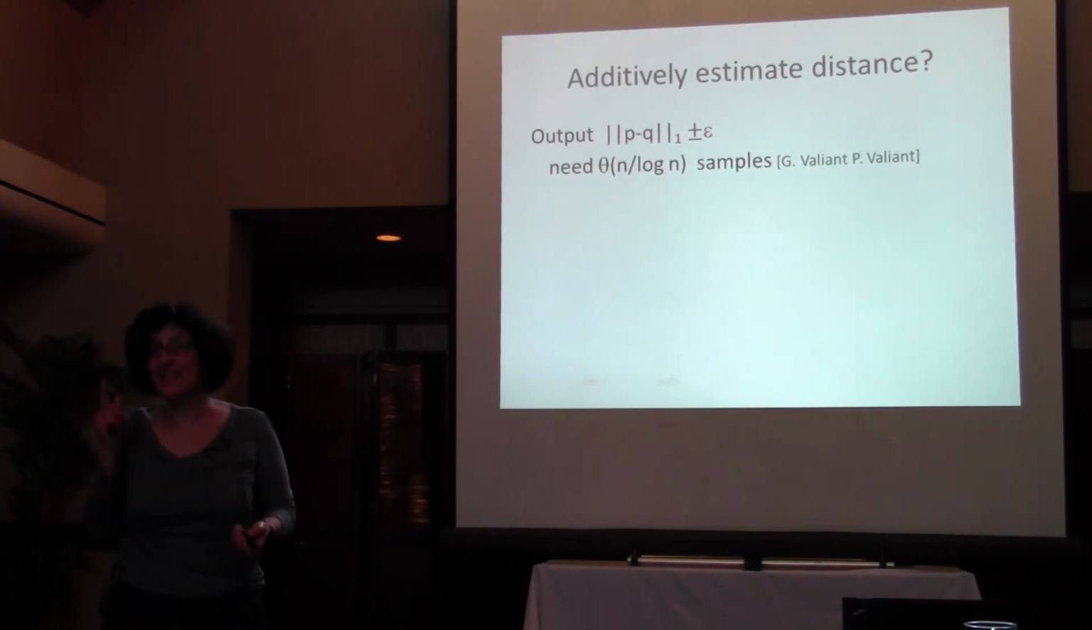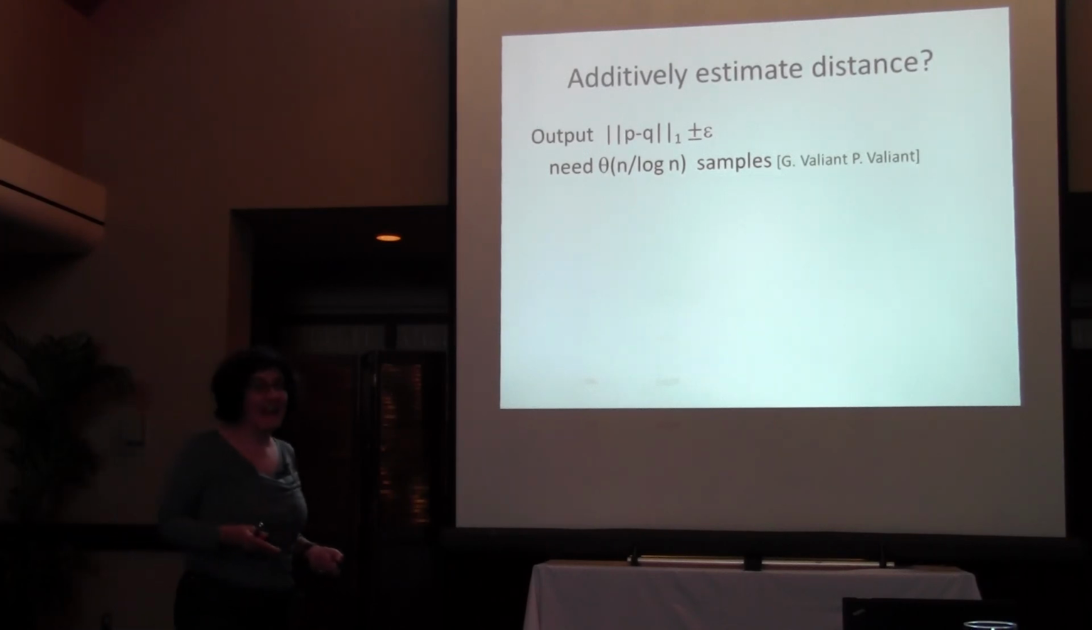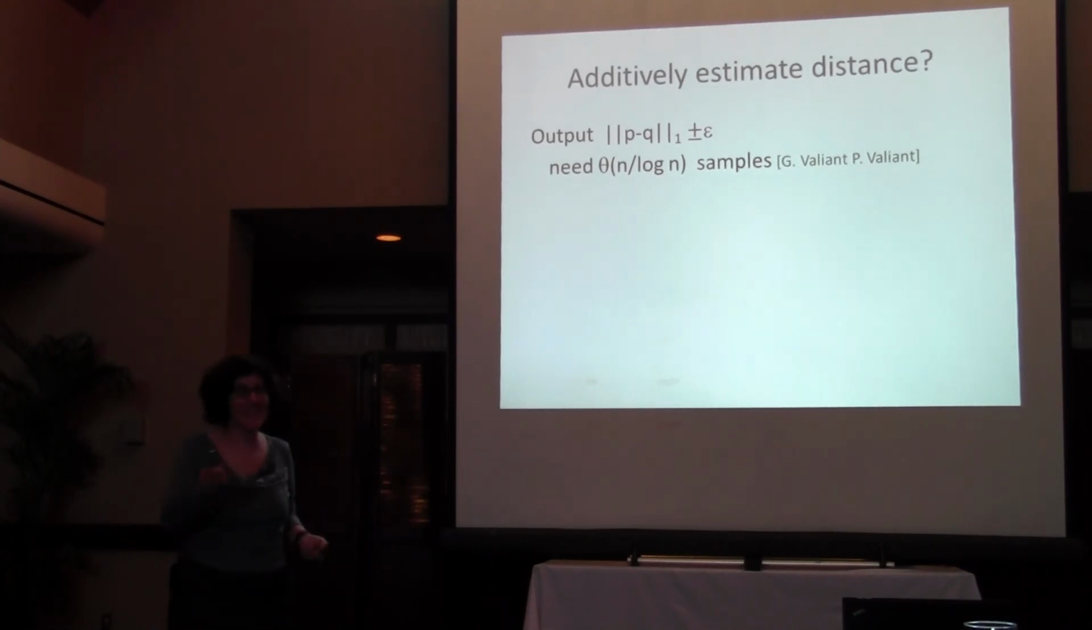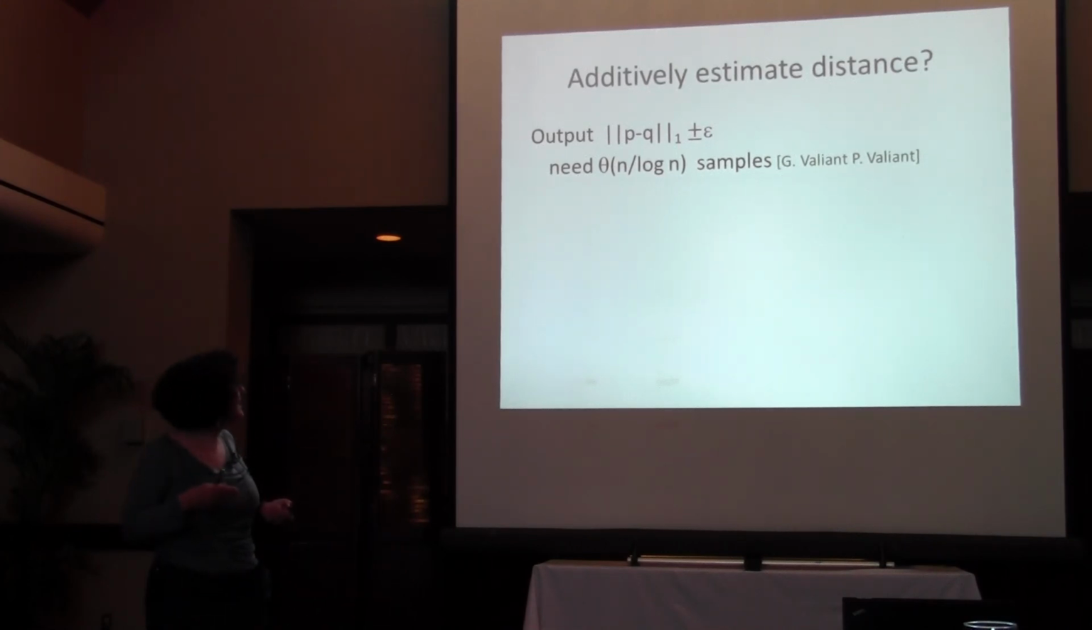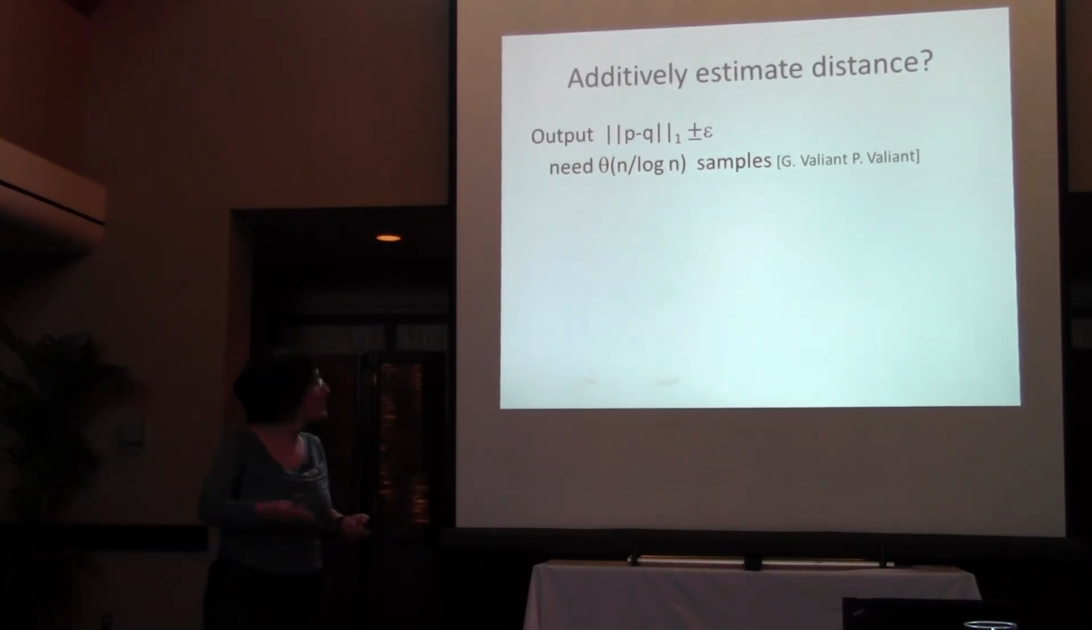Unfortunately, it's much bigger, but it is still sublinear. And that's thanks to Greg and Paul Valiant. I have to say their first names because I don't want you to mix them up with the other Valiant. But there you need theta n log n samples. This is actually, I think, two papers. It's incredible work. It's really a tour de force.